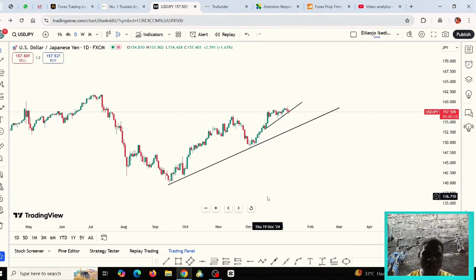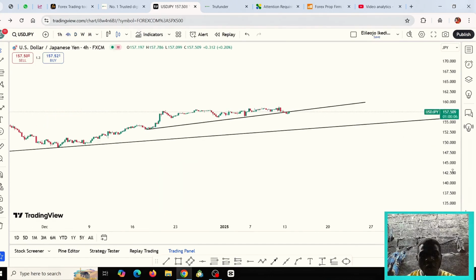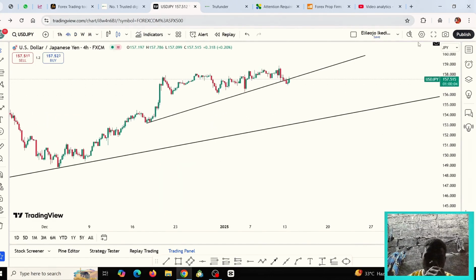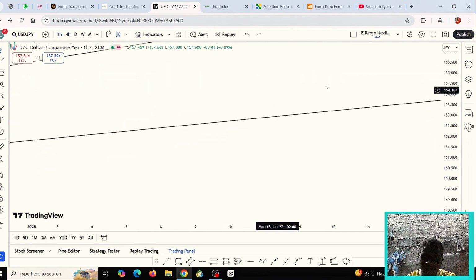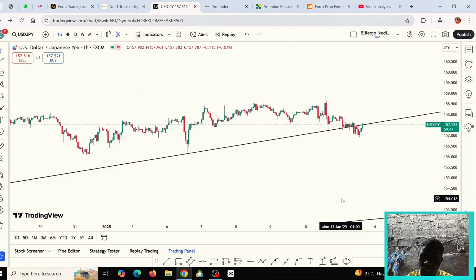And if we even decide to scale lower, our trend line on the daily time frame would not be relevant to us on the 4 hour time frame. Our trend line on the daily time frame would not be relevant to us on the 1 hour time frame.